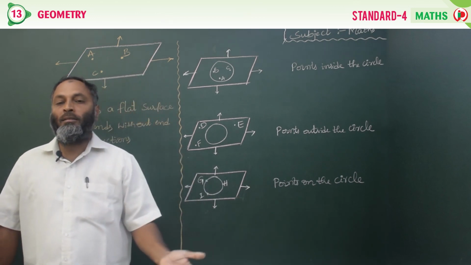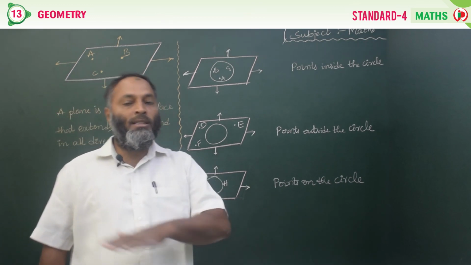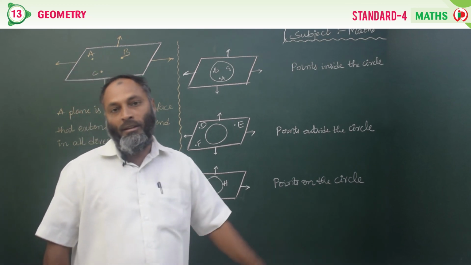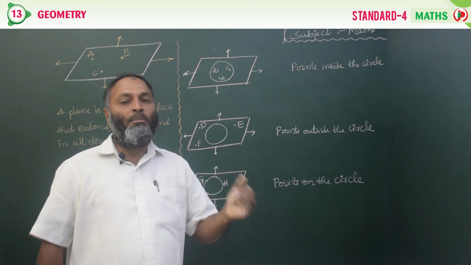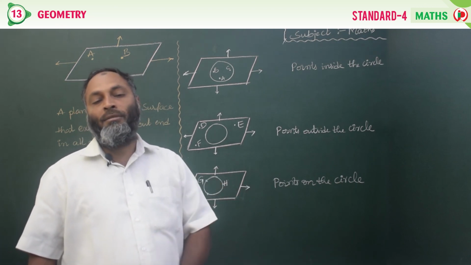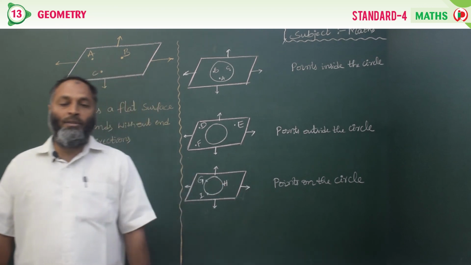And also, what is a plane? Earth surface. The Earth surface is also a plane surface. So this is what a plane means. A plane is a flat surface.